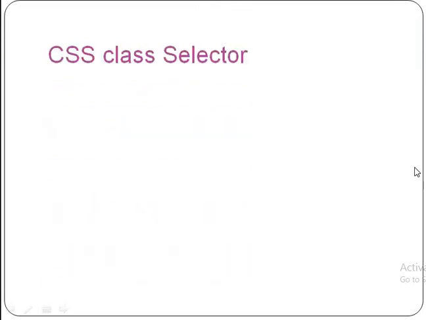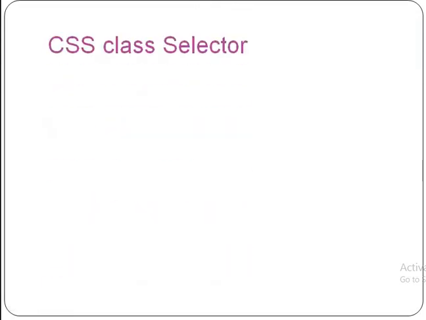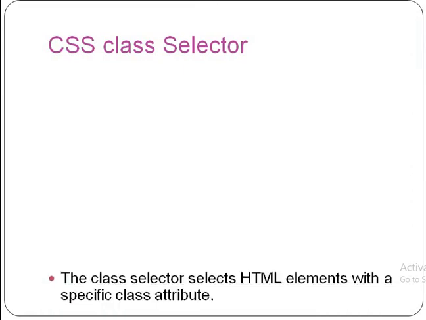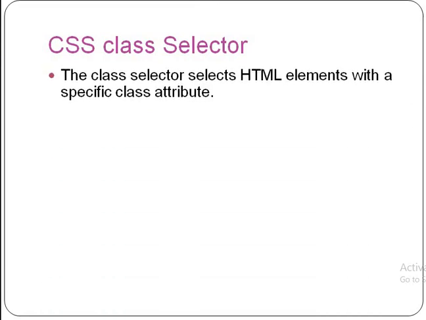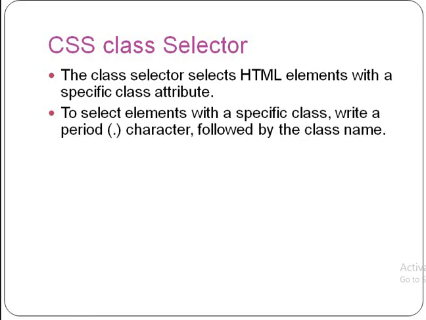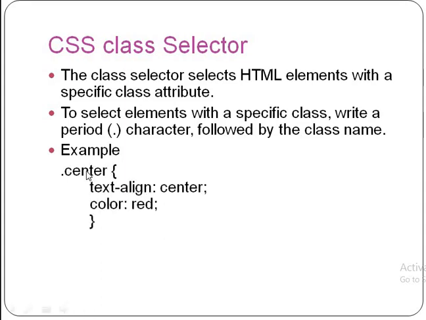Now let's see the next type of CSS selector, that is CSS class selector. The class selector selects HTML elements with a specific class attribute. To select elements with a specific class, write a period character followed by the class name. So how to code the class selector is given with the help of an example. Here center is the value of the class attribute and the properties and values are defined inside the braces.